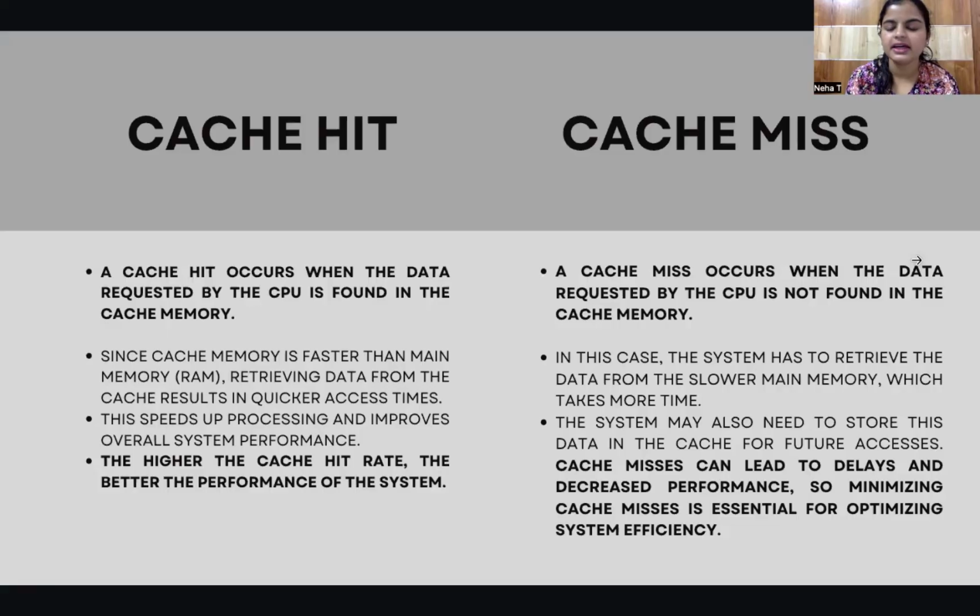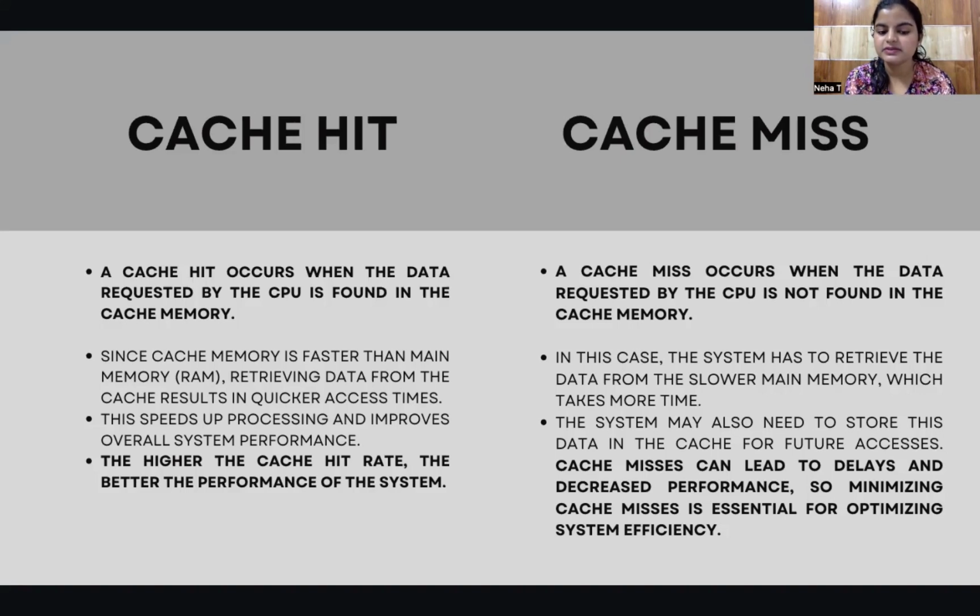Now we have cache hit and cache miss. A cache hit occurs when the data requested by the CPU is already found in the cache memory. If the CPU requests data and it is already present in the cache memory, it is known as a cache hit. And a cache miss occurs when the data requested by the CPU is not found in the cache memory.